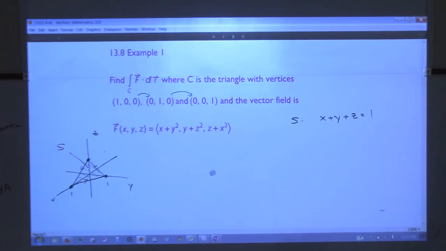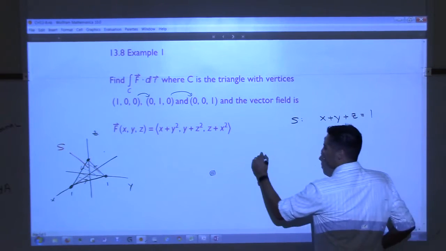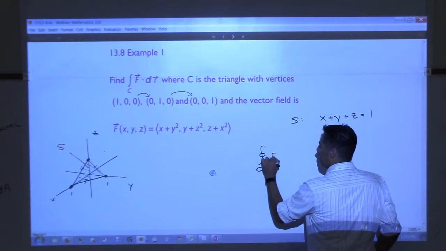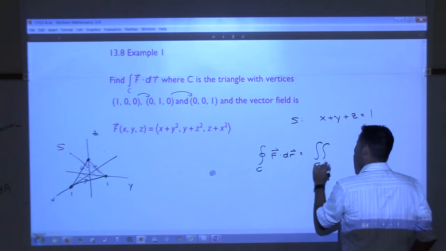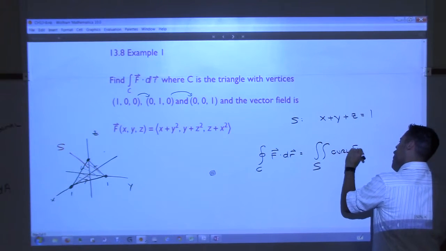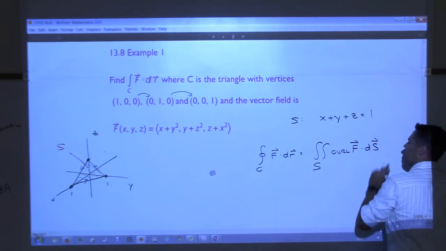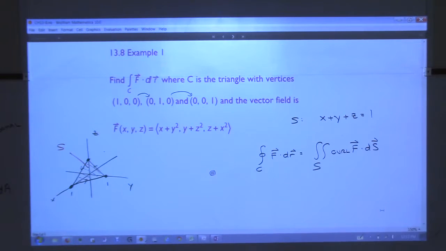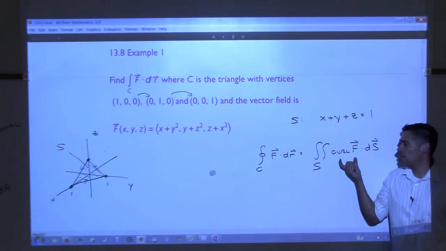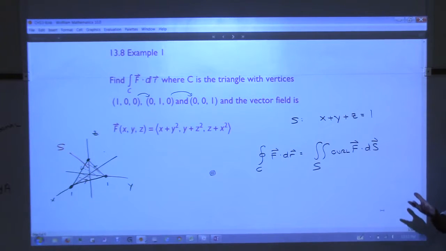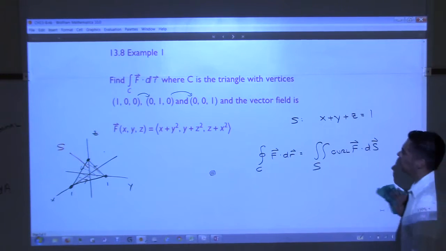Now, let's remember what the theorem says. The line integral over C of F dot dr should be equal to the surface integral over S of curl of F dot dS. That is Stokes' theorem. One of the first things you want to do is try to calculate the curl of F, because what if it's 0? Bam, we're done, right? That'd be wonderful. Let's try it. What is the curl of F?